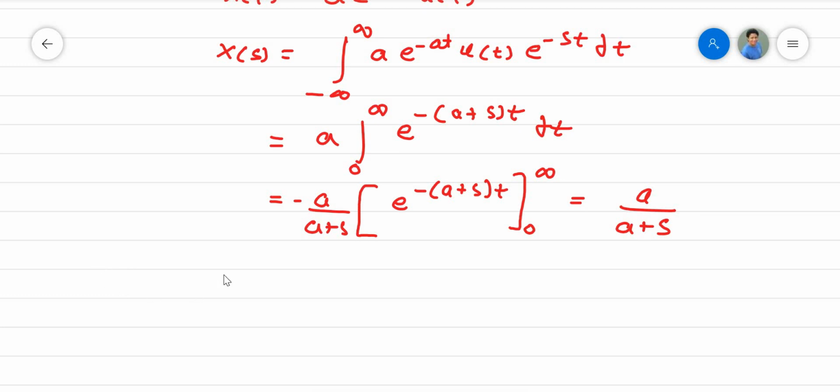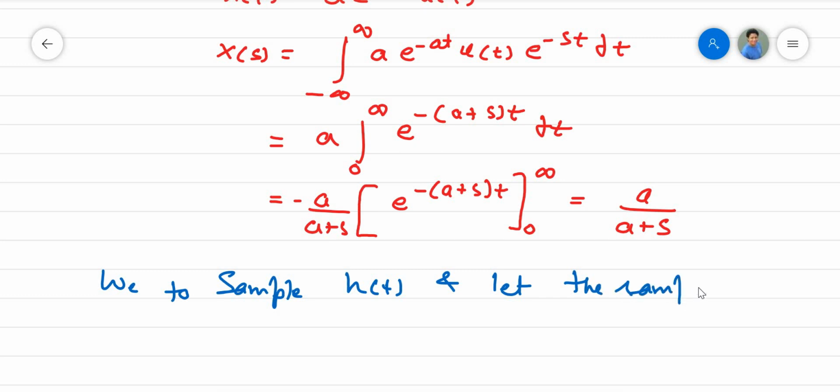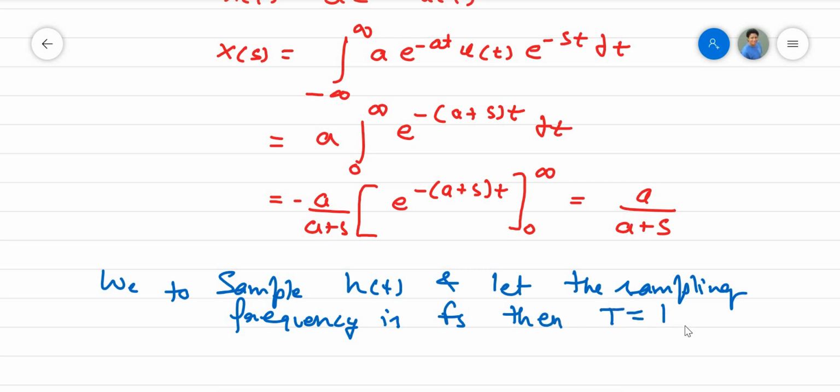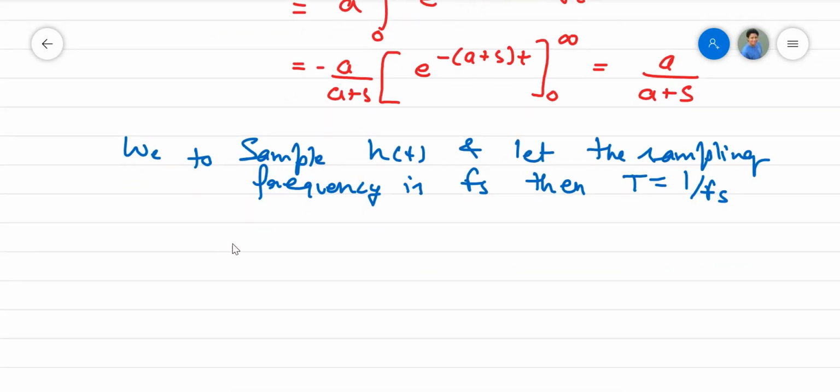Now to find out the digital filter design, we have to sample h(t), and let the sampling frequency be fs. Then T is equal to 1 by fs, and for n samples, t will be equal to nT.